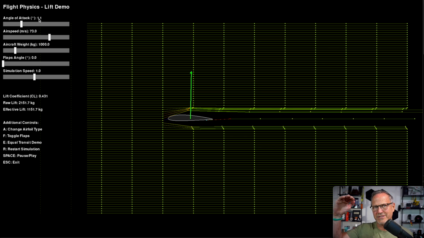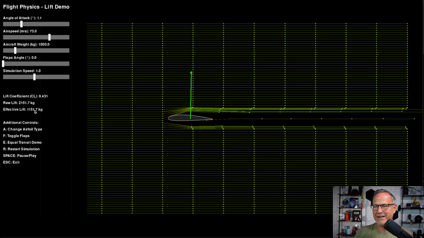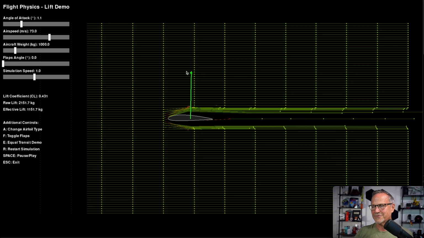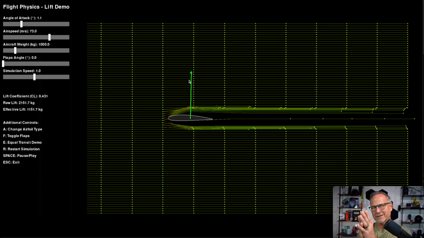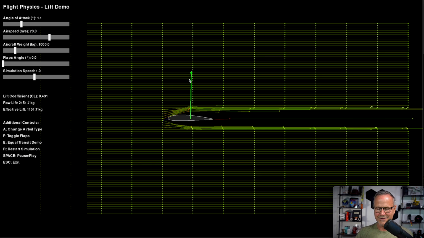So this would be cruising altitude, right? You're just zipping along and you basically have the wing shape almost flat. So you're just generating a little bit of net positive lift. And notice that the vector is almost straight up at this point. So it's not producing a lot of drag. It's not pointed backwards. It's pointed mostly straight up. So this is a very good situation.